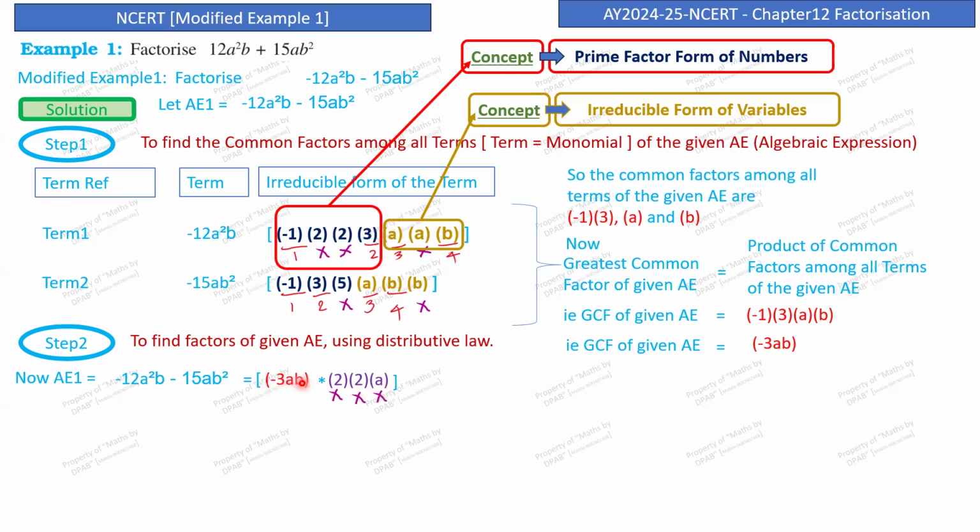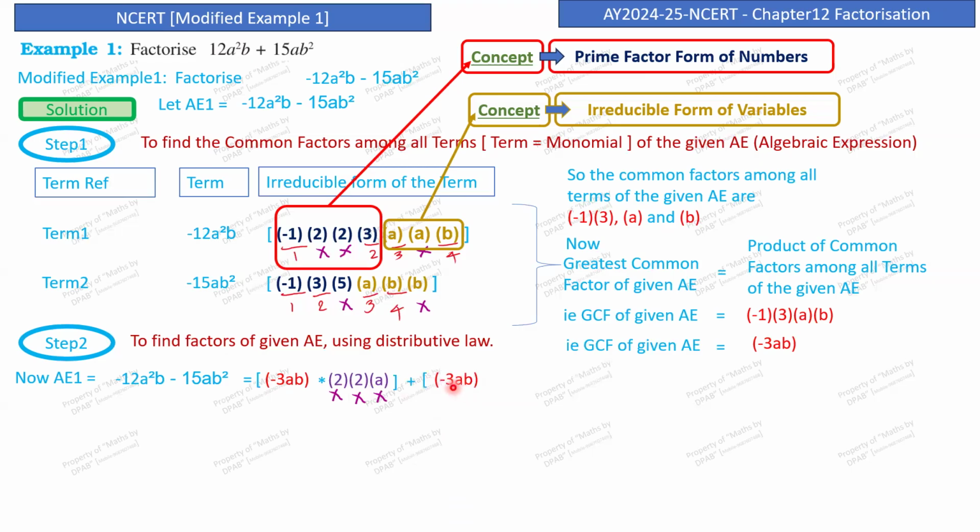The irreducible form of the term 1 has now been brought as the greatest common factor into the non-common factors, written here. So minus 12A square B is written within the square bracket as the greatest common factor minus 3AB into all the non-common factors. So now what do we need to write here? The plus symbol we need to write here. Why am I putting the plus symbol? You will be knowing this. So the term 2, we need to just add it here.